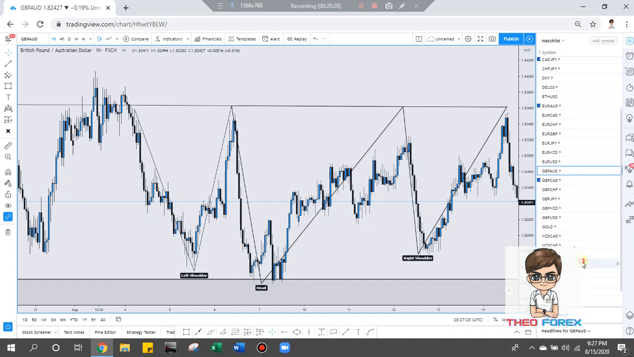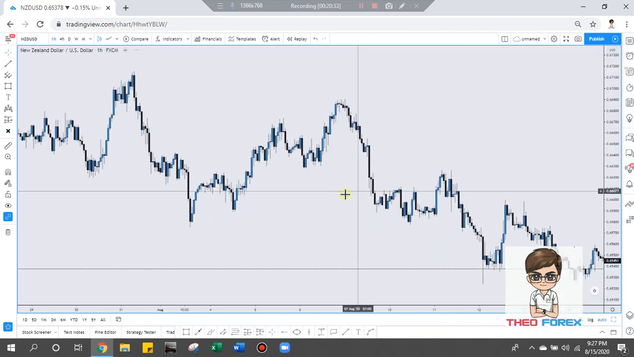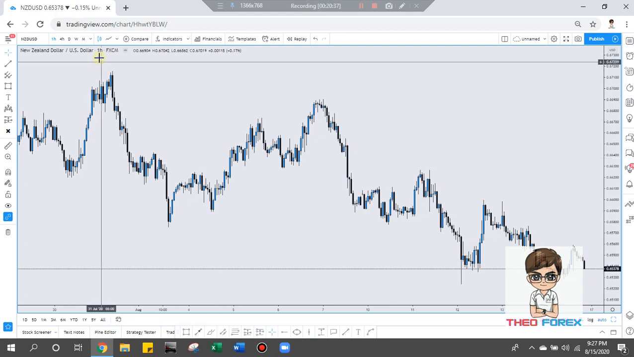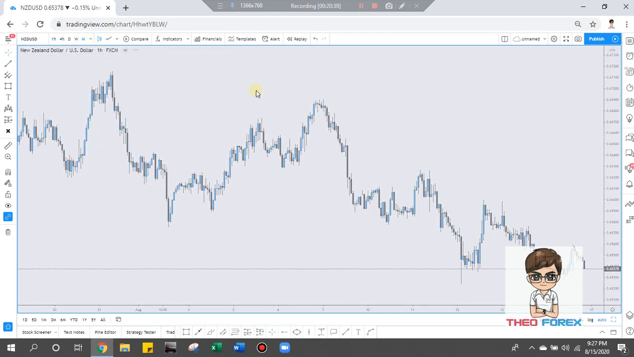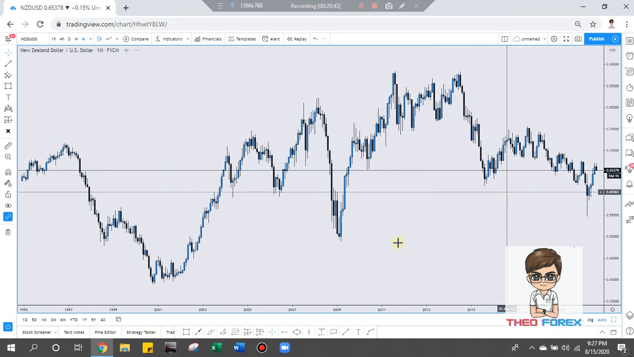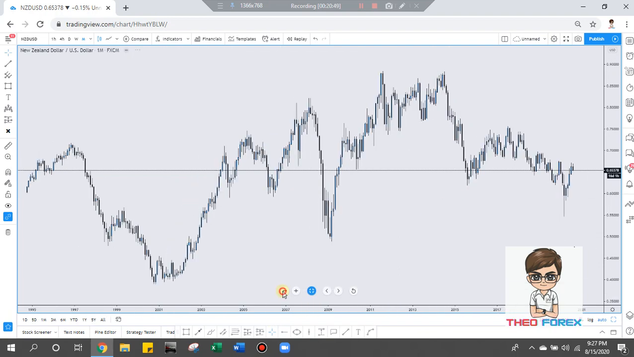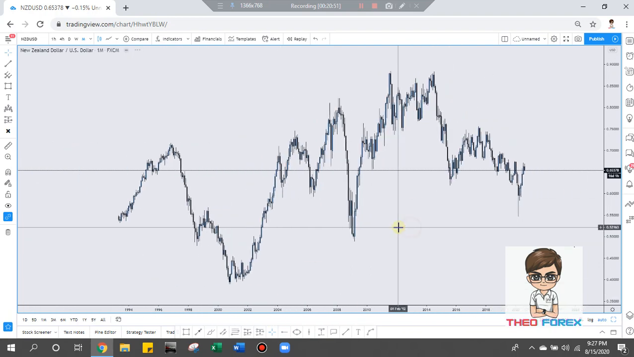Let's try NZD USD. Yes, let's try the USD pair. So I'll just reset my chart and go down to the monthly time frame. They always start from either the monthly time frame or the weekly time frame. Now, if a Falcon trader looks at this chart, what will they see?